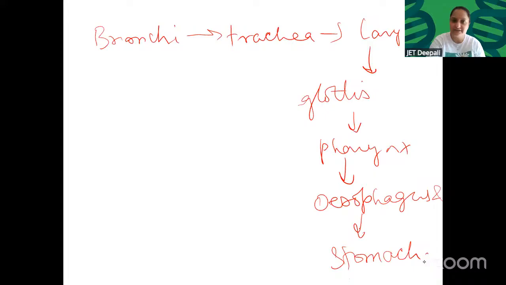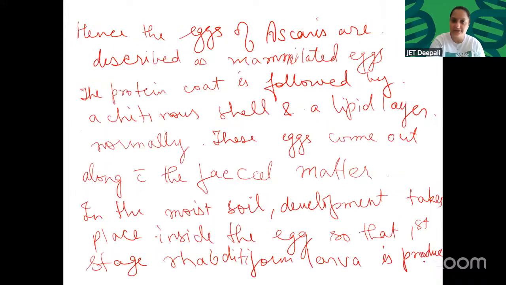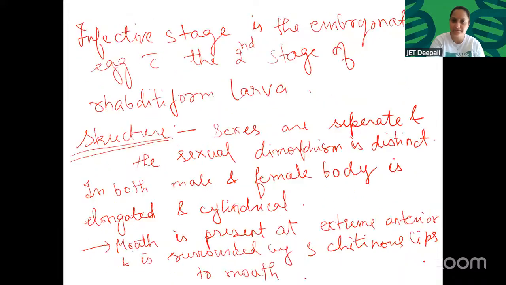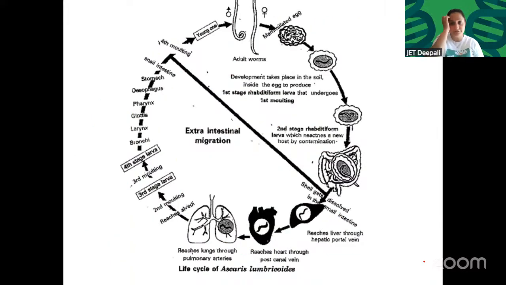Okay, now let's understand the diagram of their life cycle. First we will understand this diagram and then we will move to another thing. See, this is a young one. The egg is given out with the fecal matter. This is the mammillated egg. Development takes place in the soil, inside the egg, to produce the first stage, that is called rhabdiform larva, that undergoes first molting.